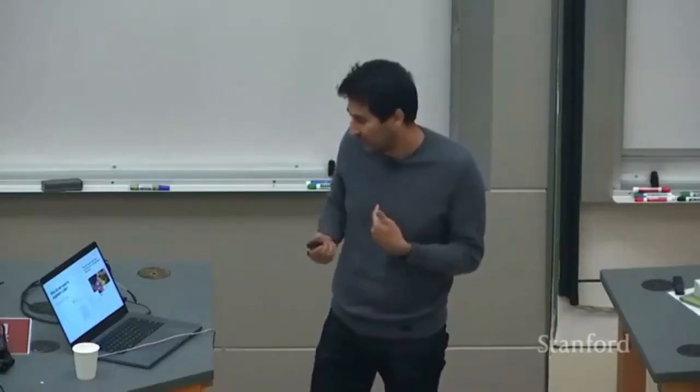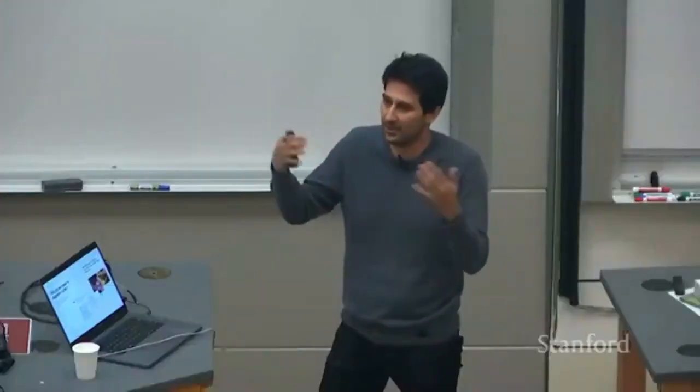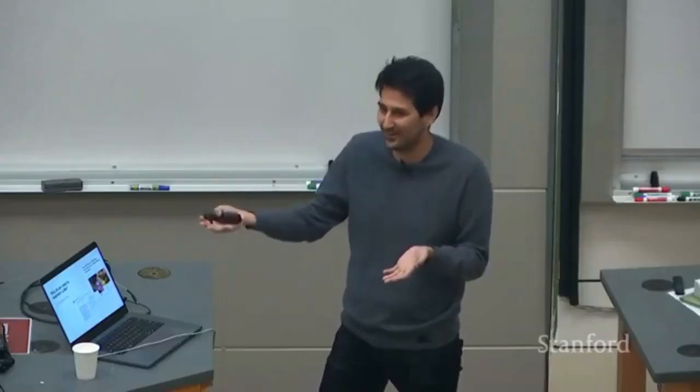Even more recently, this is a tweet from Sam Altman last November, where there was this debate between Elon Musk and Sam Altman on whose LLM is the left-wing propaganda machine or the right-wing propaganda machine. And they were hating on each other's LLMs. But that tells you at the end of the day that even those two teams, Grok and OpenAI, which are probably the best funded teams with a lot of talent, are not doing a great job at controlling their LLMs.